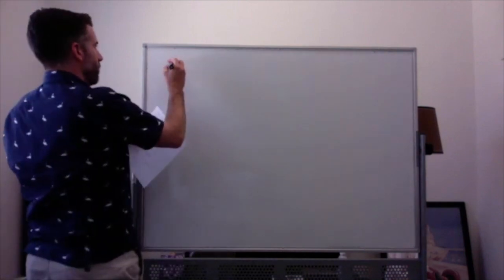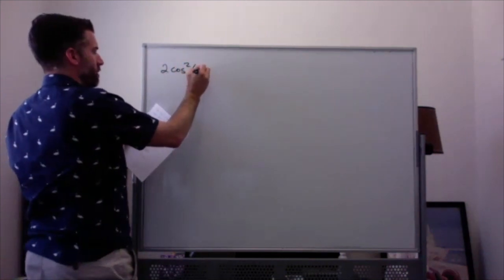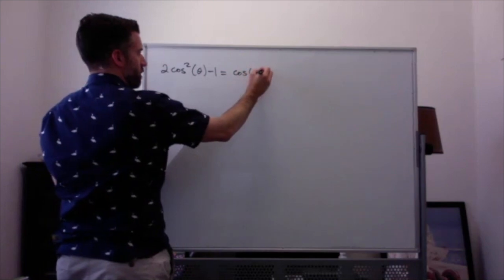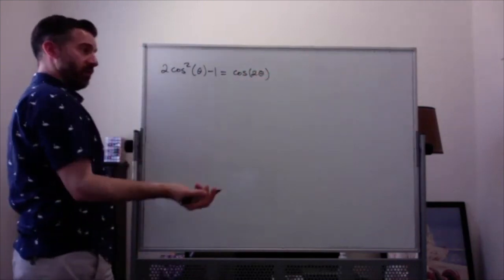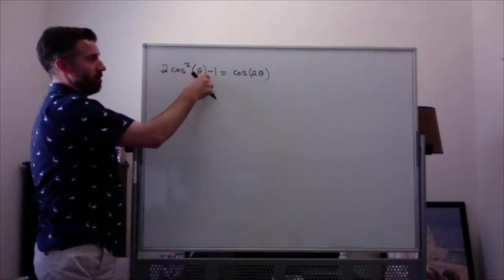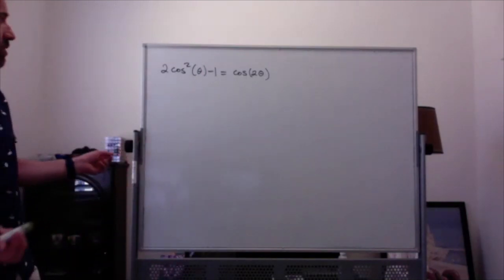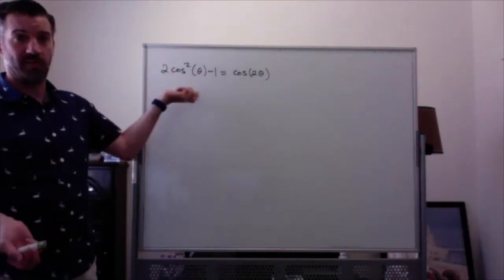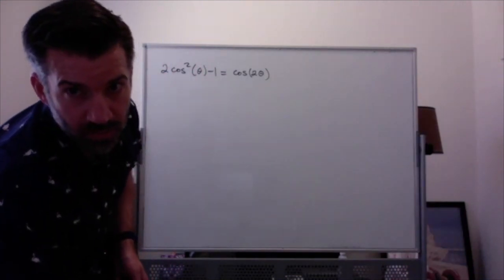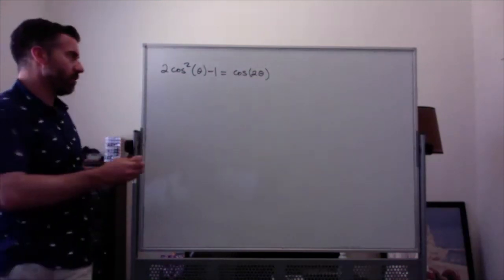So here's one of the formulas. I'm writing it the opposite way as I did before. One of our alternate formulas was cosine of 2 theta is equal to 2 times cosine squared theta minus 1. Now we're going to isolate cosine theta, or solve for cosine of theta. So I'm going to add 1 to both sides.